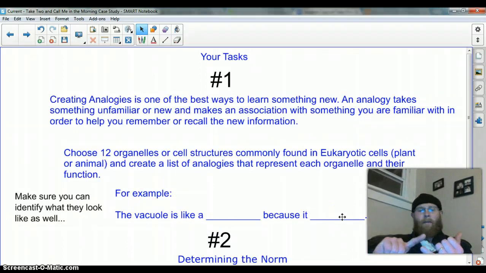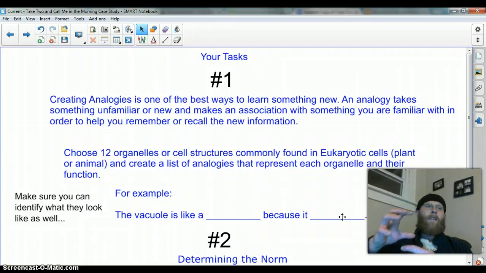If you remember from freshman or 8th grade biology, a vacuole is a large storage sac for water and nutrients and enzymes and waste. So if you think to yourself, okay, what's something that I know of that is used in everyday life to store something? Could be a garage, could be a closet, I've had some people say a refrigerator because it stores food and water and nutrients and things like that. So you can say the vacuole is like a refrigerator because it stores food and nutrients for the cell, just like a refrigerator stores food and nutrients that we need.